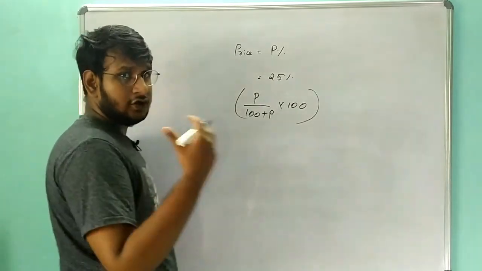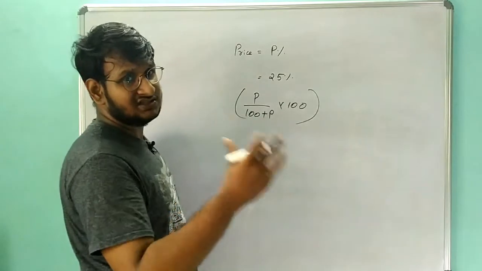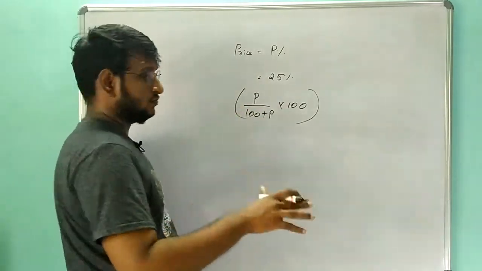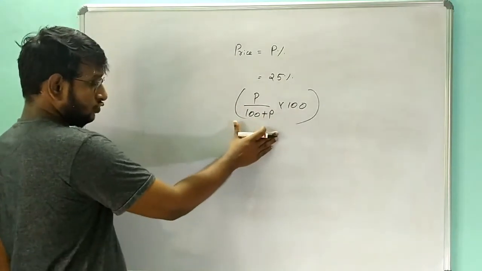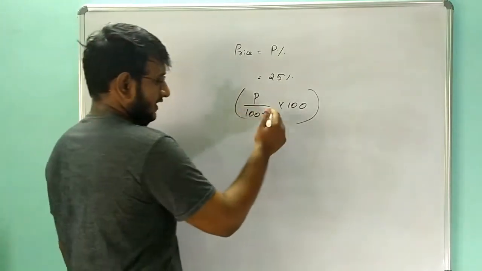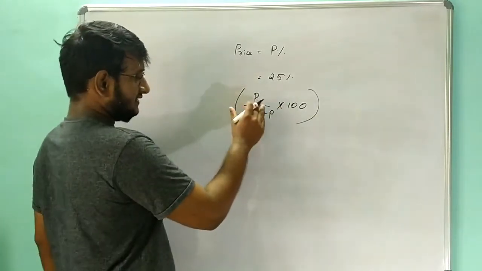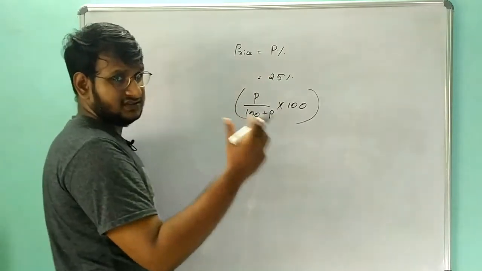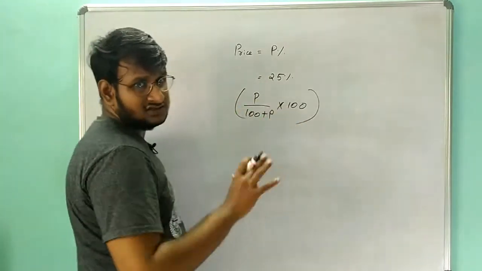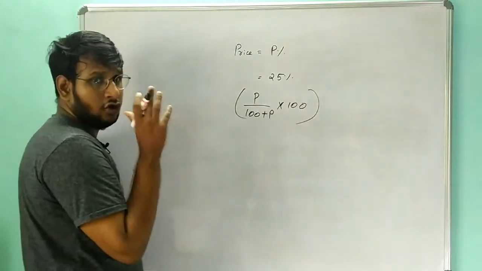If sugar is increasing by 25% and you need to reduce the sugar's consumption by a particular percentage so that your expenditure will be the same, you need to use this formula: P divided by 100 plus P into 100. What is P? P is the percentage by which the price has increased. And 100 is a constant value. So this is the formula that you are going to use.